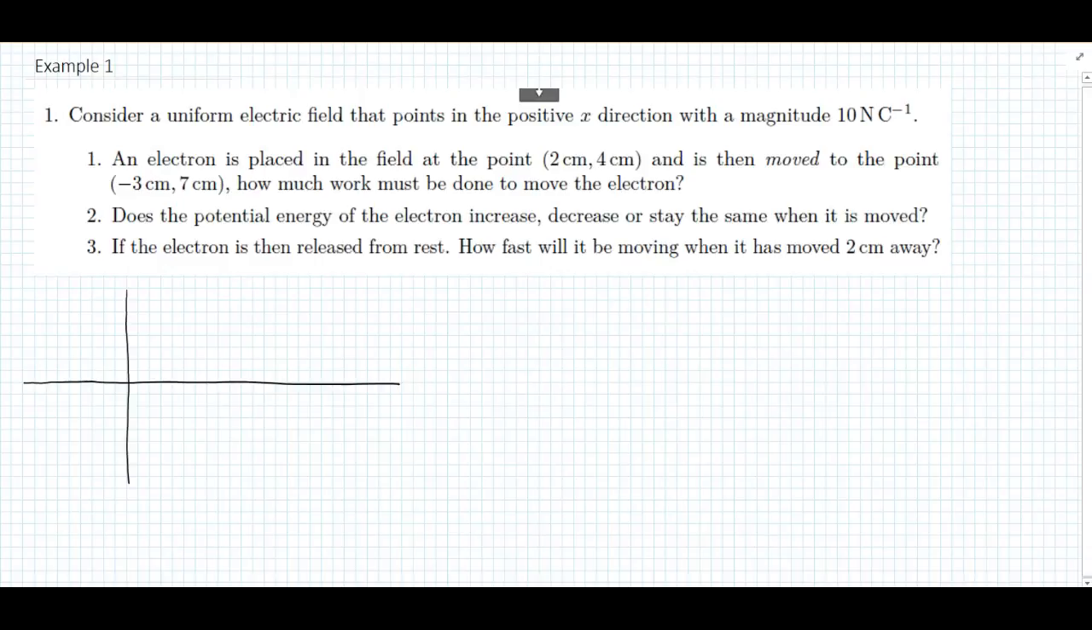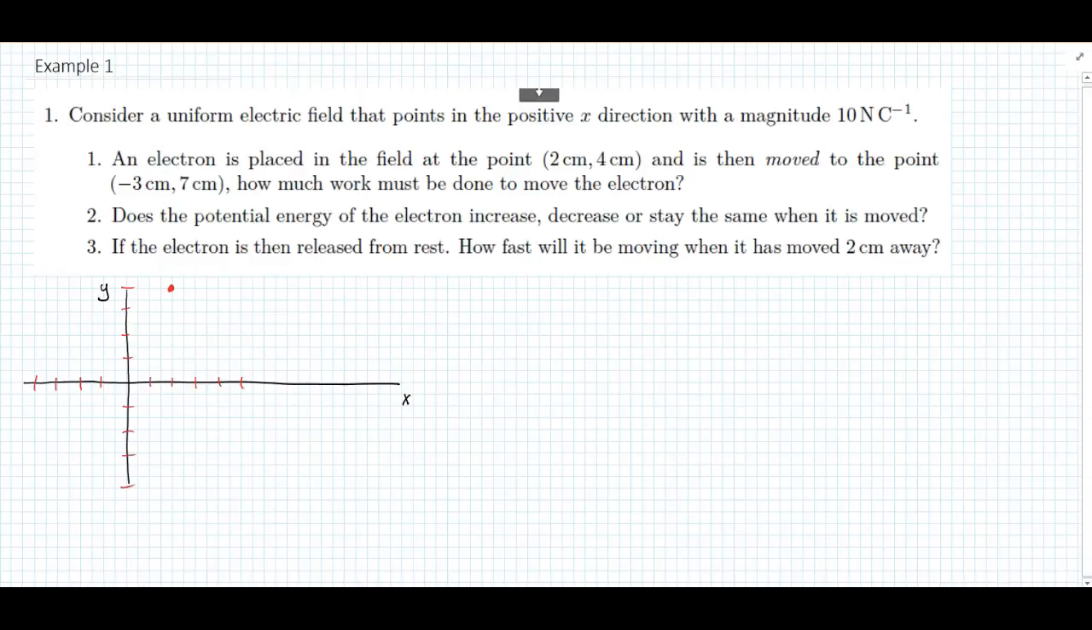a uniform electric field. So let me draw an X and a Y axis. The electron is placed at 2 centimeters, 4 centimeters. So it's going to be 1, 2 centimeters to the right and 1, 2, 3, 4 centimeters up. So let's put the position right there. So I've just got some markings here to indicate apparently centimeter spacing.